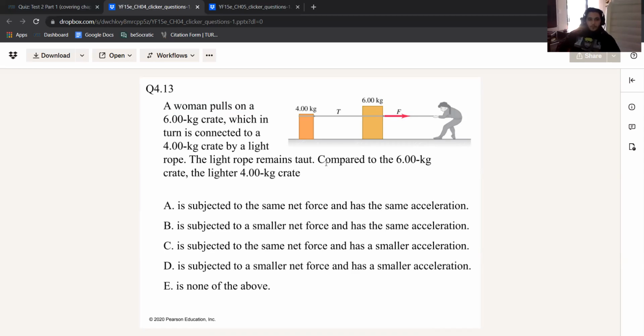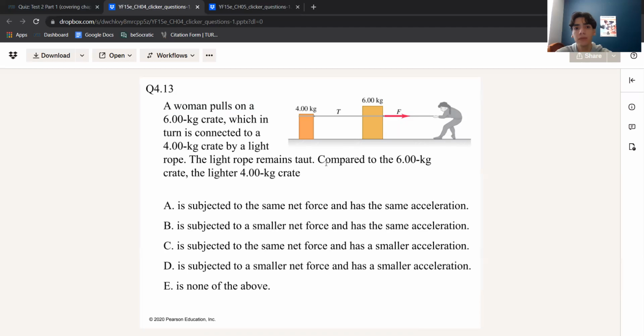All right, so a woman pulls on a 6 kilogram crate, which is in turn connected to a 4 kilogram crate by a light rope. The light rope remains taut. Compared to the 6 kilogram crate, the lighter 4 kilogram crate is subjected to a smaller net force and has the same acceleration. So it's getting pulled with the same force at the same time. And since they're both going to have the same weight, the person's going to be pulling at the same acceleration, considering both boxes, at least the way I saw it.